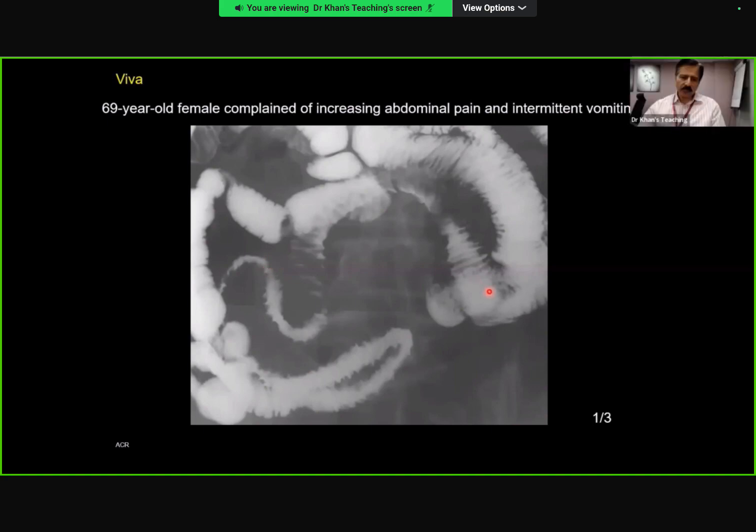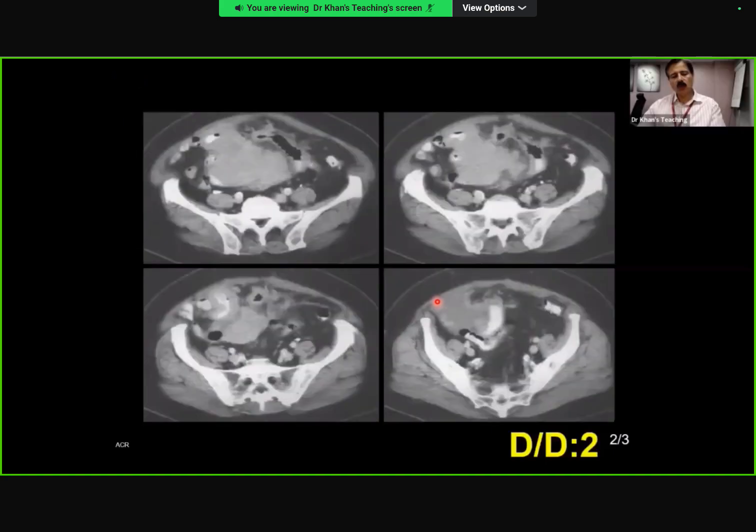Okay, can I stop you there? This loop goes like this and then goes like this. Why do you think something can happen here? There could be a big mass sitting there, which could have displaced the bowel loops. What is this?